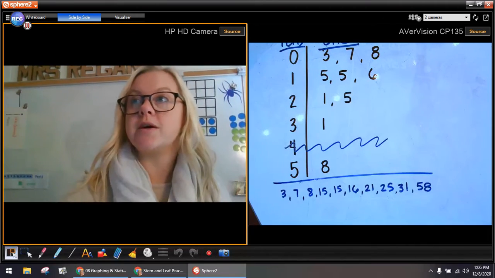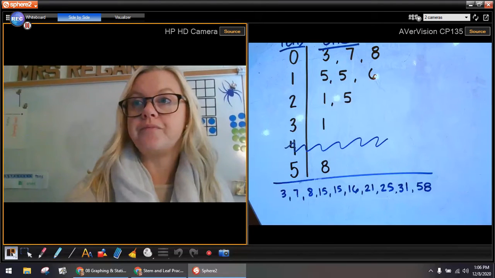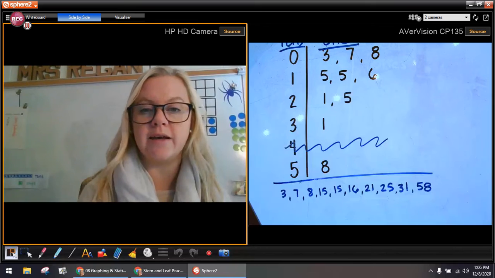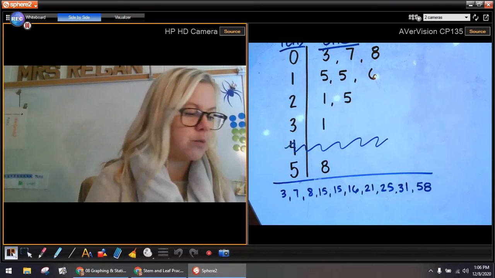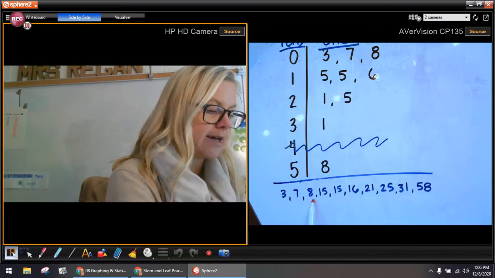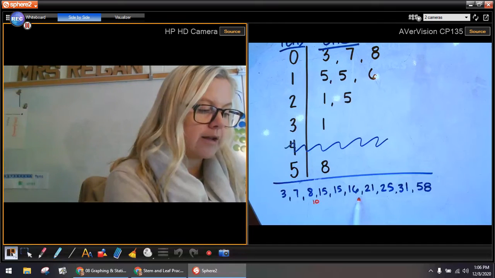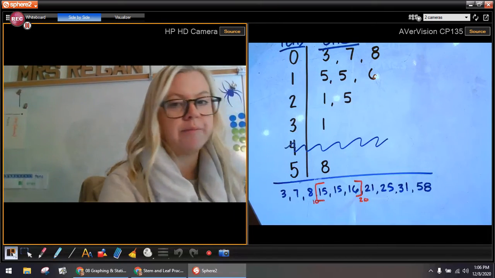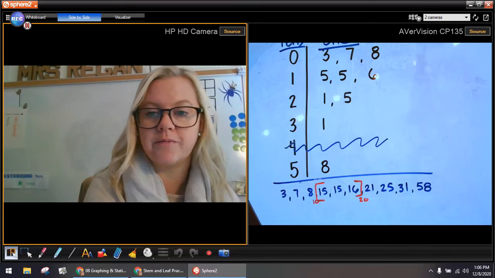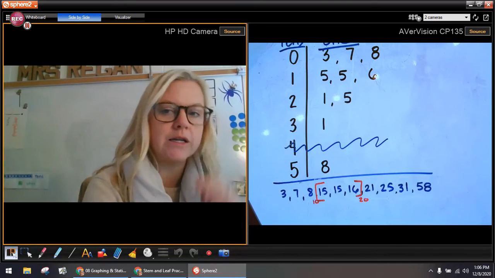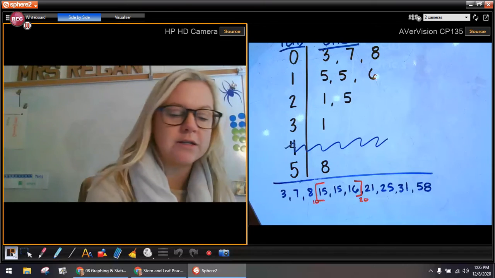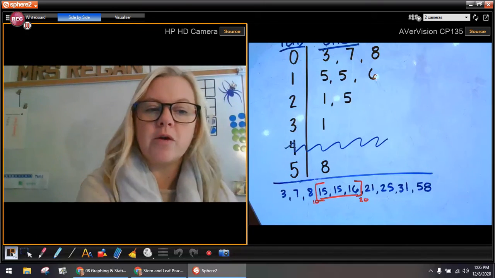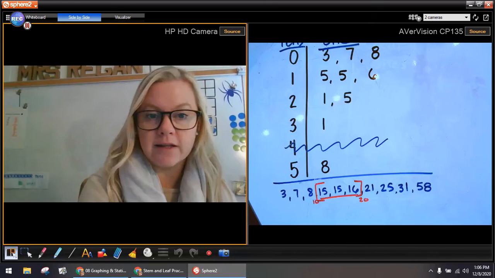Another example of a question that you might get would be, how many are between 10 and 20? Well, between 10 and 20, let's see, a 10 would be right here, and a 20 would be right here. So between 10 and 20 would be those numbers, 15, 15, and 16. So how many of the numbers are between 10 and 20? 3 of them.